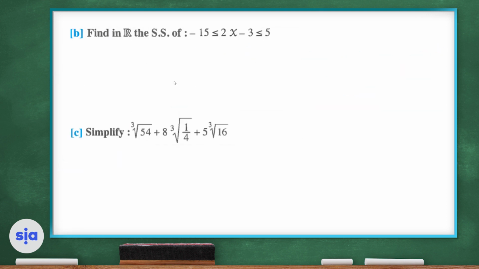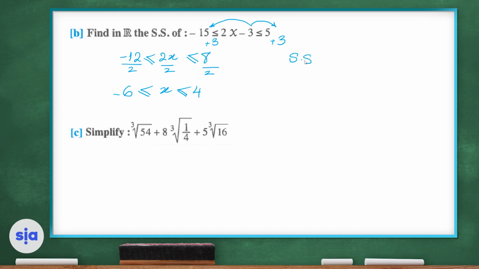Part B of the question, find in R the solution set of negative 15 less than or equal 2x minus 3 less than or equal 5. In this question, we're going to move the 3 to both sides as a plus 3 here and here, so it will be negative 12 less than or equal 2x less than or equal 8. We divide by 2, so negative 6 less than or equal to x less than or equal to 4.